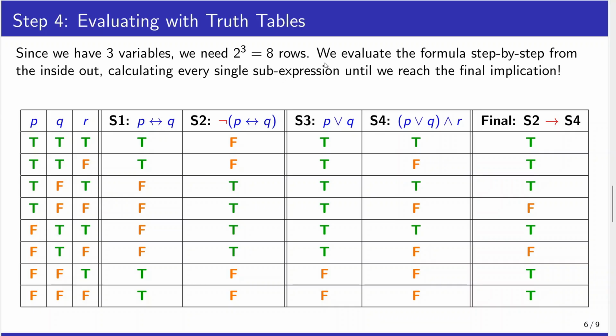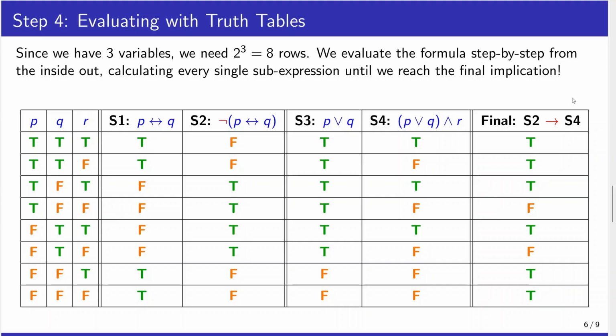Look at the table. To solve that big formula, we don't do it all at once. We work step by step, from the inside out, exactly like math class. First, we calculate our inner expression, P if and only if Q, which we call step 1. Then we negate it for step 2. Next, we calculate the other inner expression, P or Q, which is step 3. We take that result and AND it with R to get step 4. Then finally, our last operation is connecting step 2 and step 4 with our implication arrow.